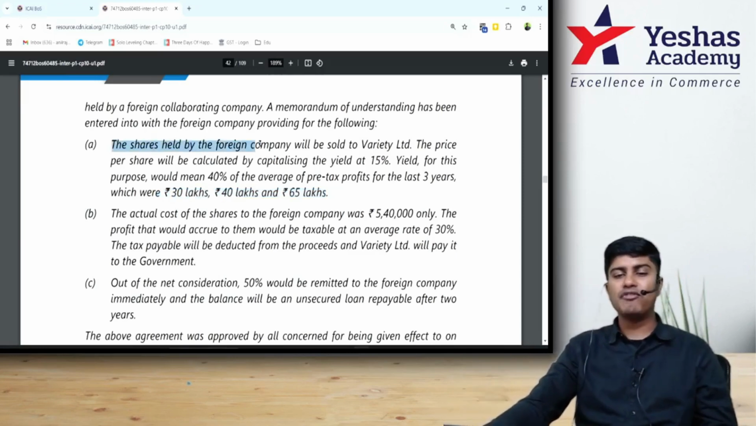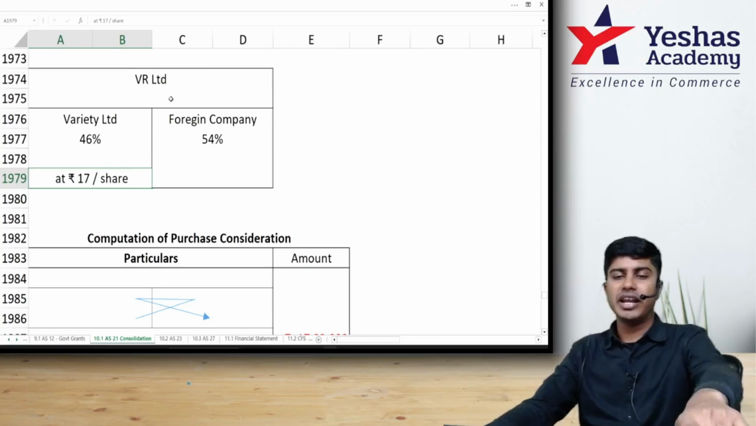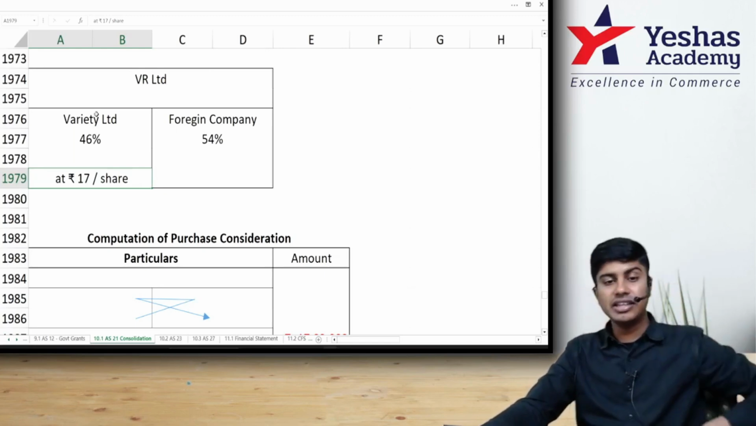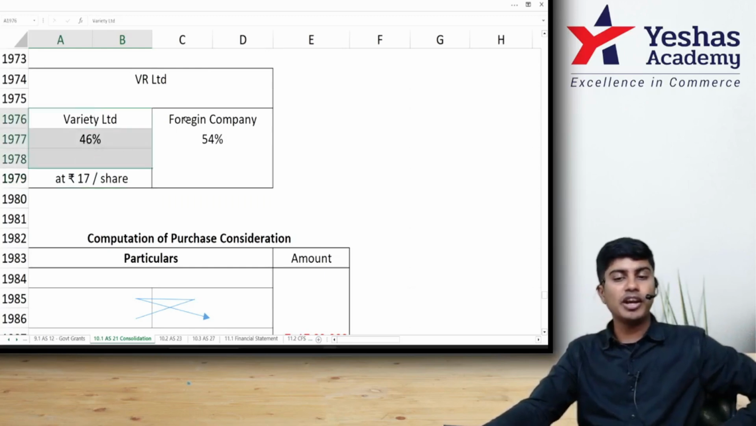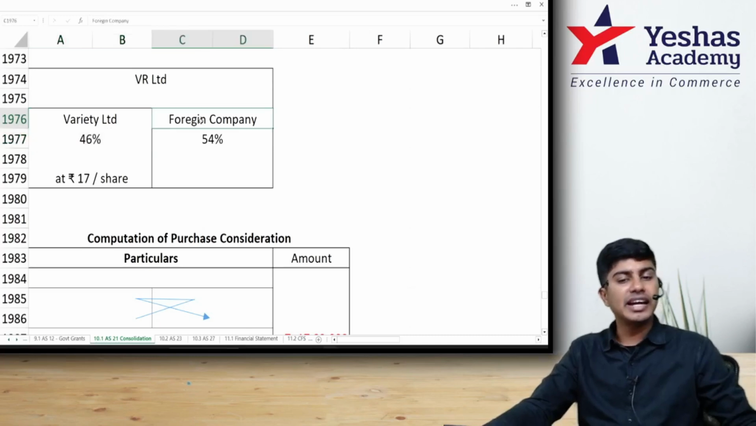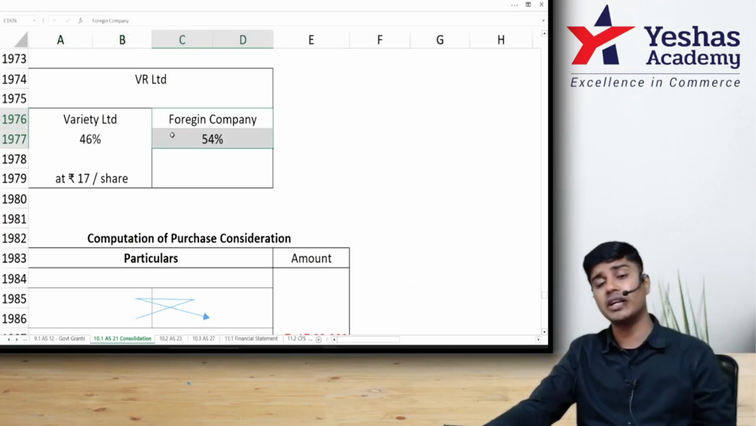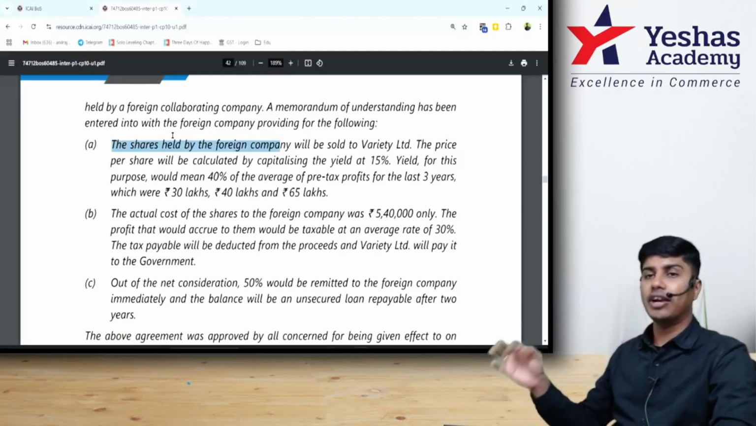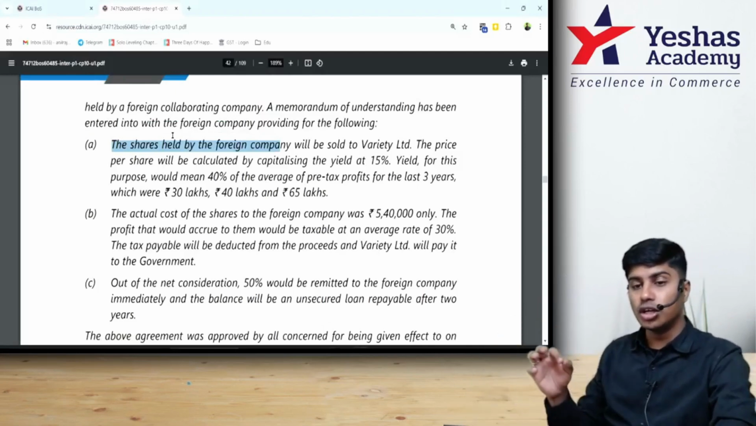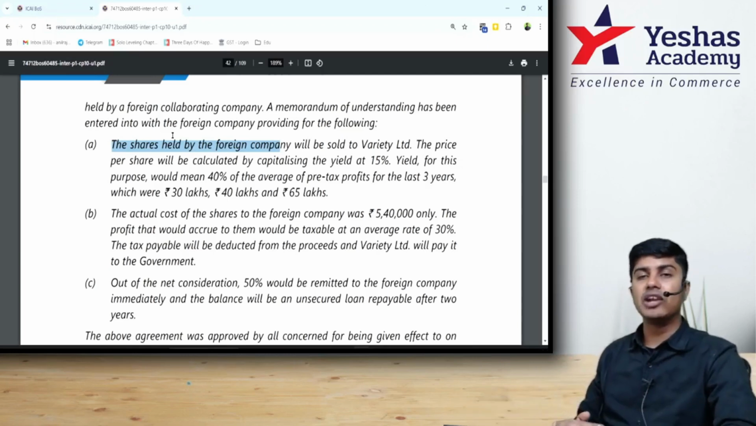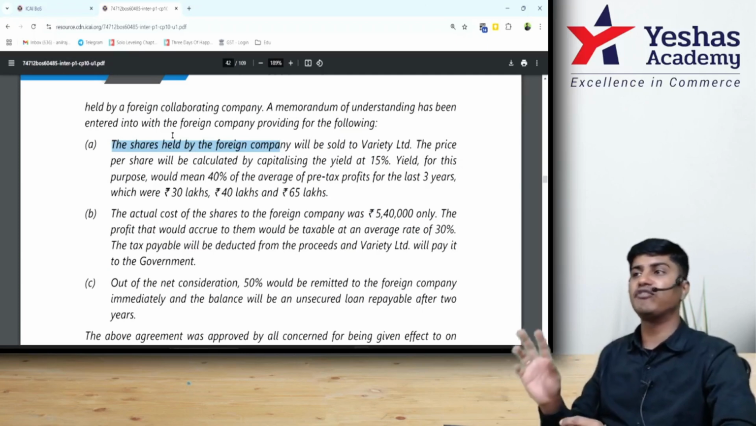The shares held by the foreign company. How much? See, VR has 100% shares. In that, I have 46%. The foreign company has 54%. Right now, it's not my subsidiary. There is an agreement to buy the entire 54% held by the foreign company. The shares held by the foreign company will be sold to Variety Limited, that is V. The price per share will be calculated at a yield of 15%.